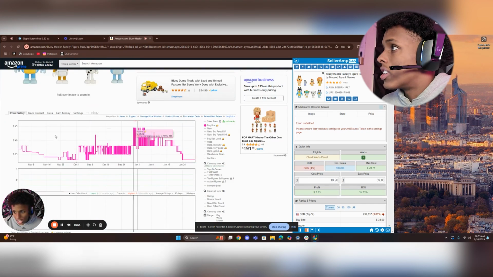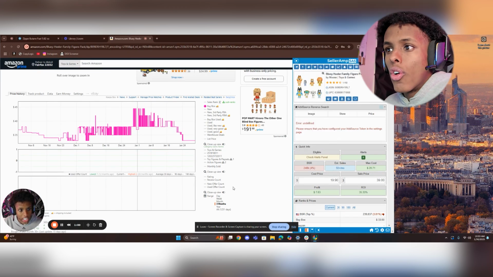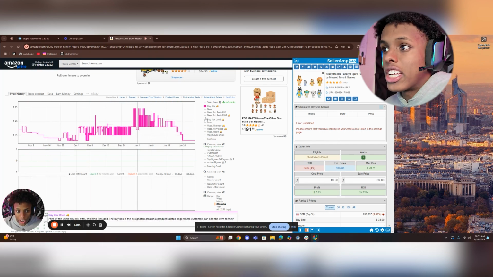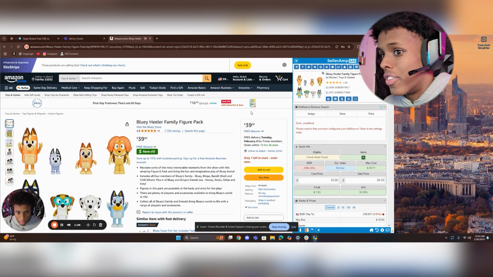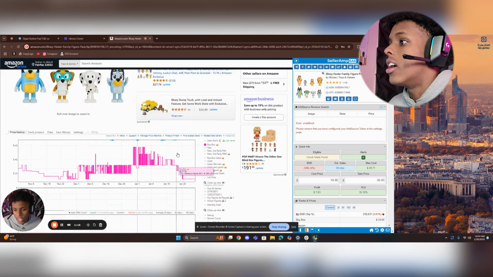So this is what Keepa is actually going to look like. Make sure you guys are getting the Chrome extension over here, right? It's going to be this pink line that's fluctuating, right? This is basically explaining the buy box. The buy box is over here. But before I explain this, I have to explain the importance of the buy box.